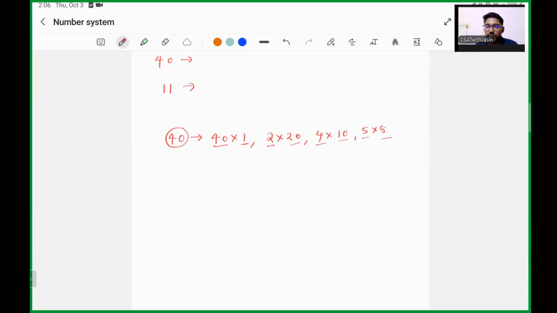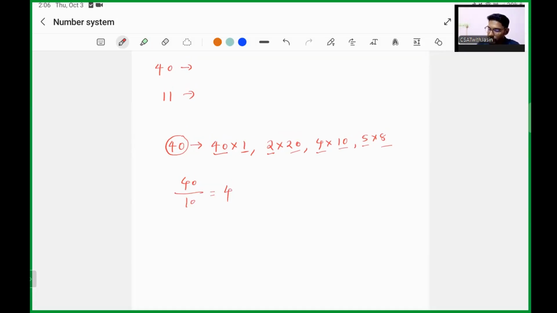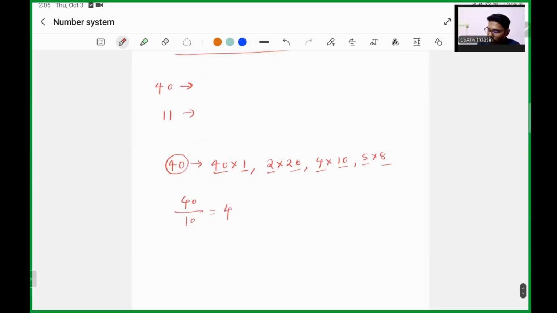Factors means that you can divide that number exactly by that number. If I take 40 divided by 10, I can exactly divide, 40 divided by 10 is 4. That means 10 is a factor of 40. So the factors of 40 are 1, 2, 4, 5, 8, 10, 20, and 40. All these are factors of 40.